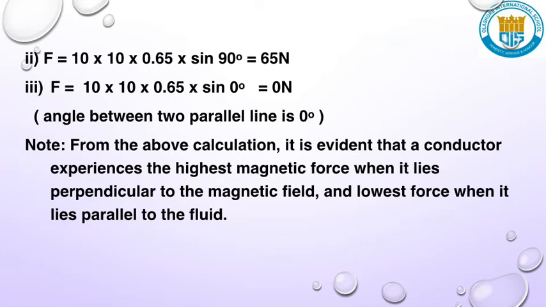On the other hand, the highest force that a conductor can experience is when the conductor is perpendicular to the magnetic field, because that is when your sine 90 will be equal to 1. That's the highest possible value of sine of angles that you could possibly have. So let us take note of that.